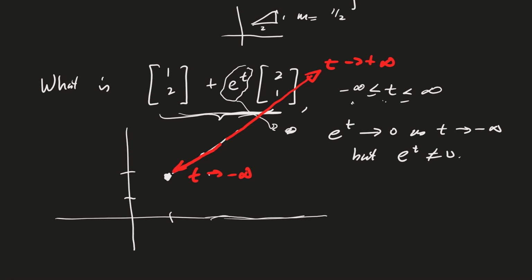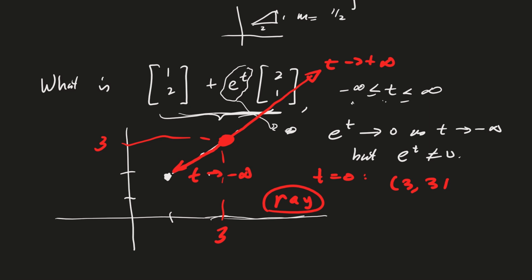And where are we at t equals 0? We're at the point 1 plus 2, which is 3, and 2 plus 1, which is 3. So we're at the point (3, 3), and that's what this looks like. Notice that this is more like a ray rather than the entire line, because we actually stop here at the point (1, 2). Good.